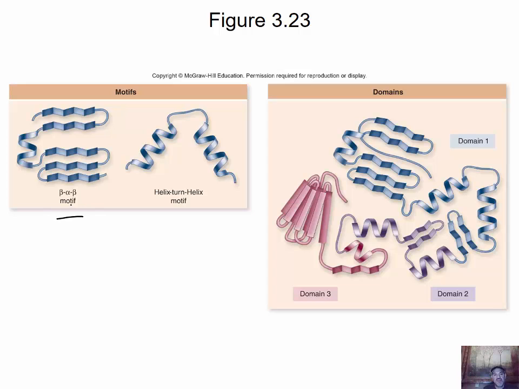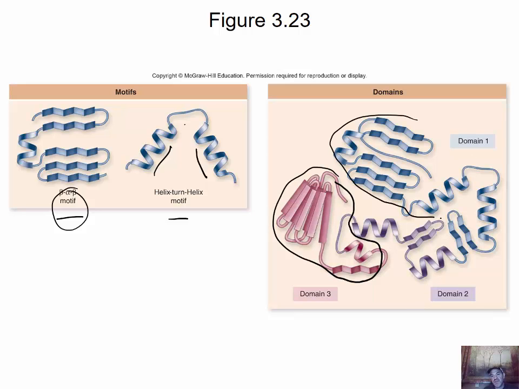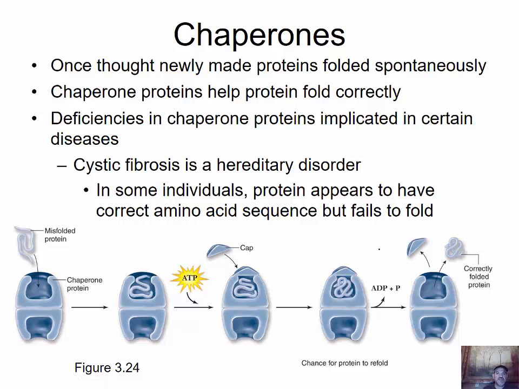This is a beta-beta motif right here in the structure, and here we have a helix, a turn, and a helix motif. And then over here on the right we see some domains. So this area might be a certain domain that we know when we see that certain structure there, it has a certain function, and then there's another domain identified, and then all of this in blue here would be considered domain 1, and each one of those domains would have different purposes in regards to the function of the overall protein. Then there's the idea of chaperones.